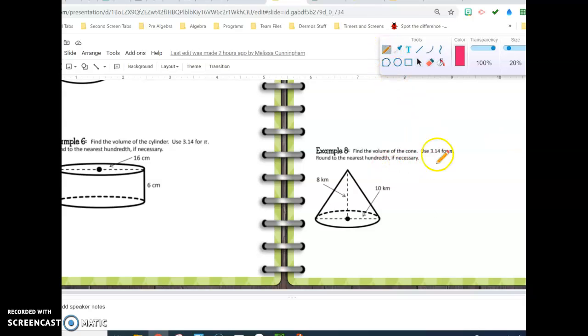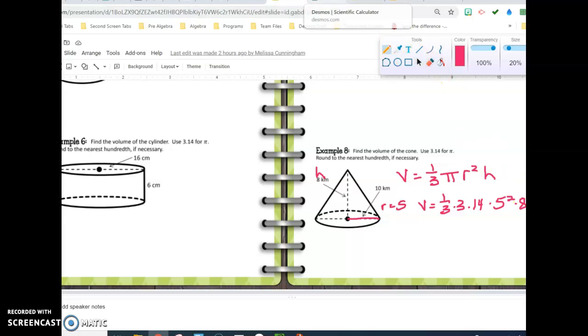All right, so we'll start with our formula. Volume equals 1/3 pi r squared h. So we want to label everything here. This time we have 10 kilometers going all the way across. Remember that I only want half for the radius. So my radius is 5, and my height is 8 in this case. So we're going to do 1/3 times 3.14 for pi, times my radius 5 squared, times my height of 8. Okay, and again, advisable to use your calculator for this.